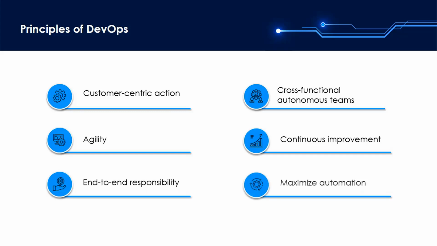And finally, maximize automation. We need to eliminate manual interventions, which is the cultural change that we need to bring in, along with tools and technology that helps us automate various steps of the DevOps lifecycle.